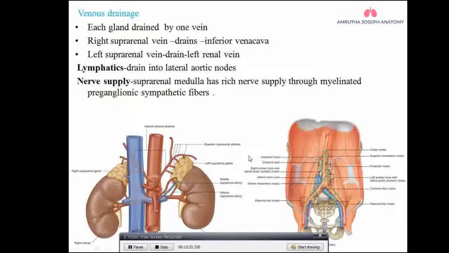Lymphatics drain into lateral aortic lymph nodes, which are seen on either side of the abdominal aorta. Nerve supply: the suprarenal medulla has a rich nerve supply through the preganglionic sympathetic fibers, which are myelinated. The postganglionic cells are located inside the suprarenal gland, in the middle of the gland.